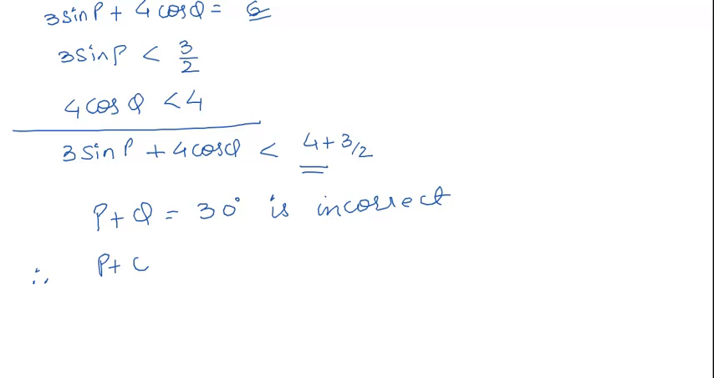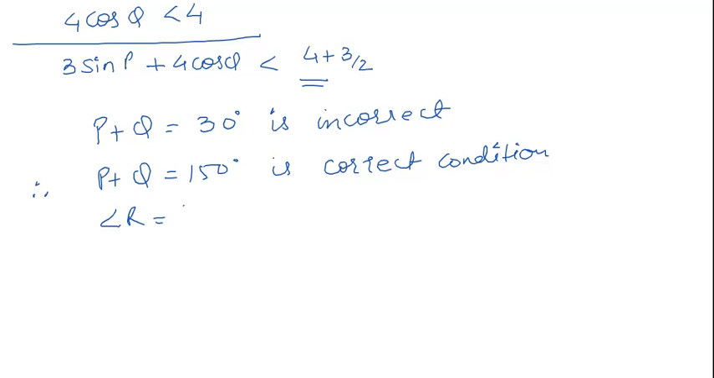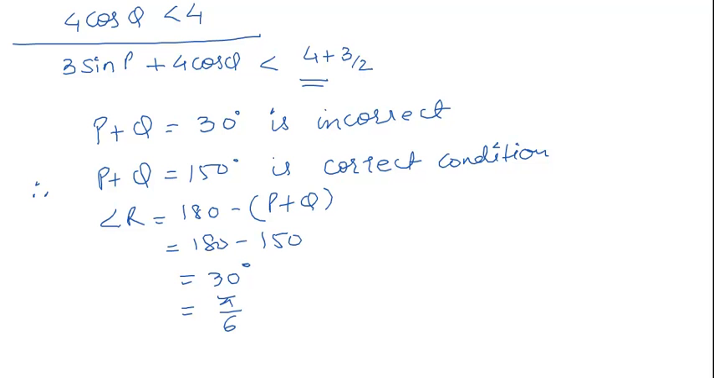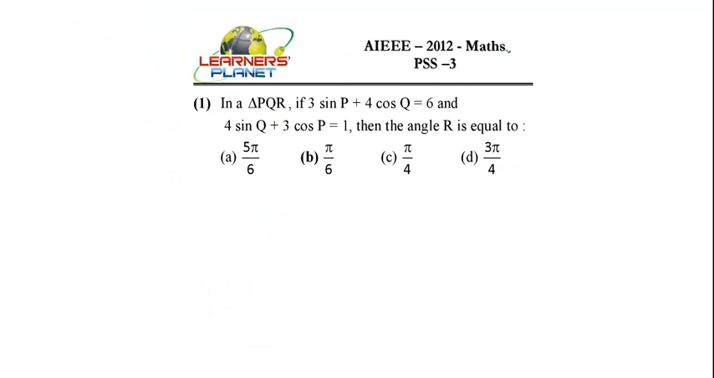Therefore P plus Q equal to 150 degree is the correct condition. And from this we can say that angle R is equal to 180 minus (P plus Q), that is 180 minus 150 degree, and that is equal to 30 degree or pi by 6. So the correct answer for the given question will be pi by 6. Let's check from the question paper which is the correct option. It is option B which is the correct one.